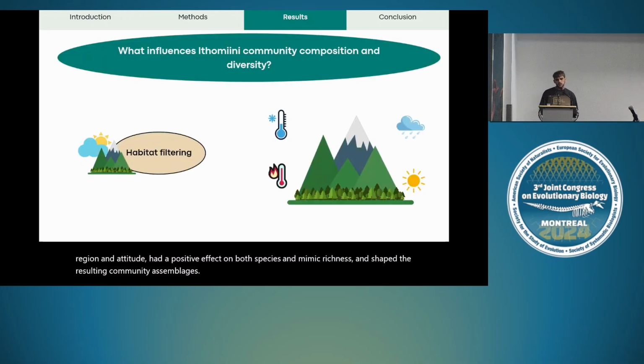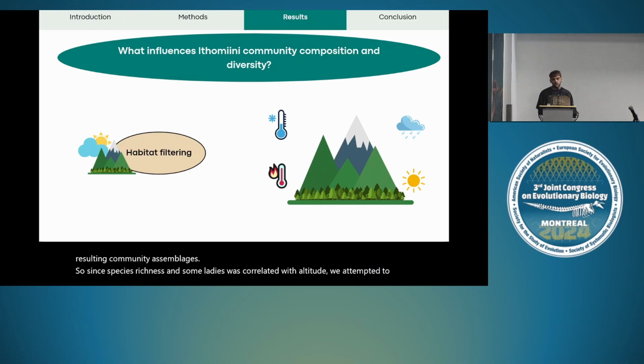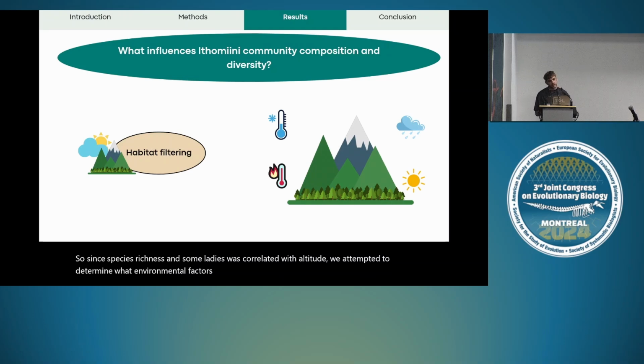Since species richness and assemblages were correlated with altitude, we attempted to determine what environmental factors differ with this altitude, using WorldClim climate data and temperature sensors.